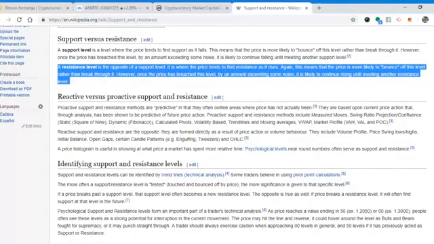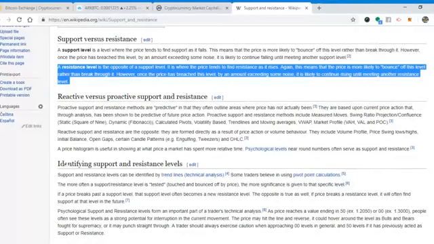But basically, they're telling you that support is the ground, resistance is the ceiling. The bears are what try to break the floor and go lower than the support levels. The bulls are the ones who try to pull price action up and break through the ceiling, or break through the resistance level.